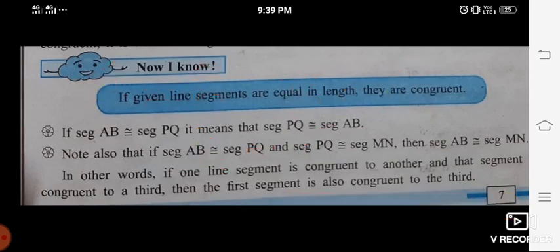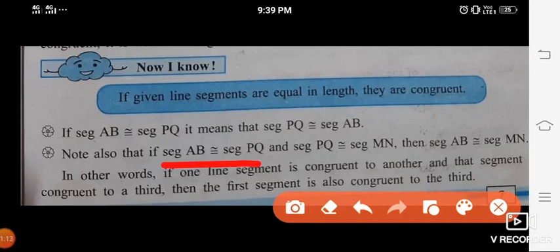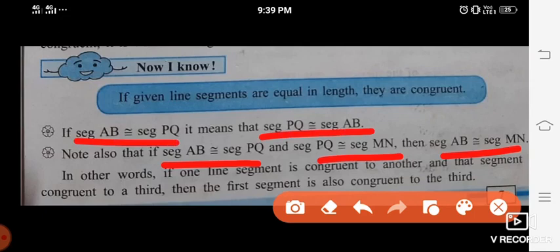In the same way, they have given us here, if seg AB is congruent to seg PQ and seg PQ is congruent to seg MN, then seg AB is congruent to seg MN. Did you understand? Two things we have learned: this one and the above one. Seg AB congruent to PQ can also be said as seg PQ congruent to seg AB.